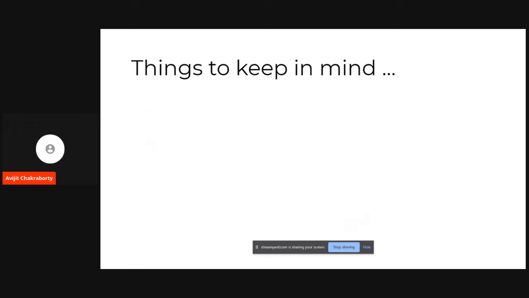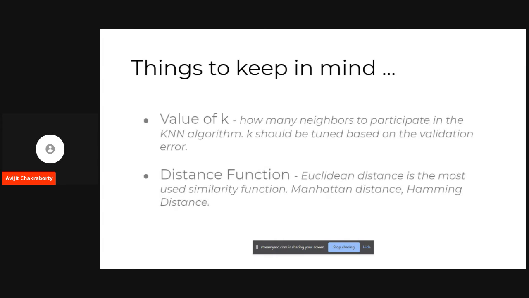So there are a few things that we need to keep in mind, which is the value of k and the distance function. Now why do I say the value of k? Say you take a particular population, and then you find out on what basis of the country you can classify them.